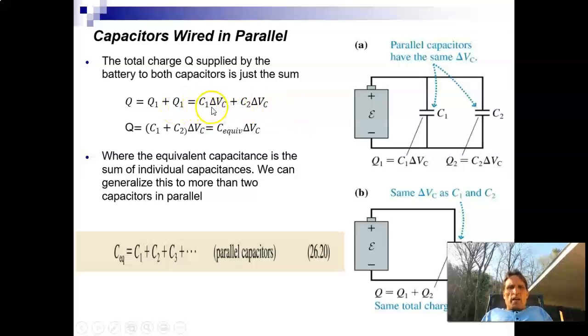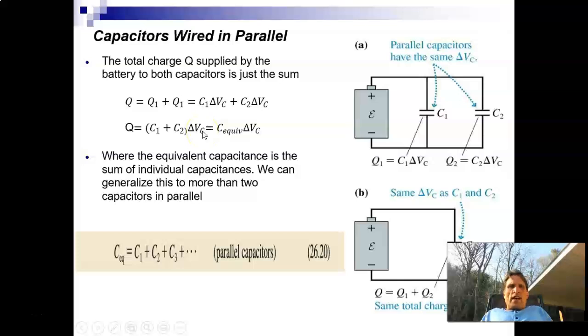It's C1 times delta VC, and Q2, the charge on capacitor 2, is C2 times delta VC. Then the total charge supplied by the battery to the capacitors and stored on the plates is just Q. And since they have the same voltage, it's C1 plus C2 times delta VC.